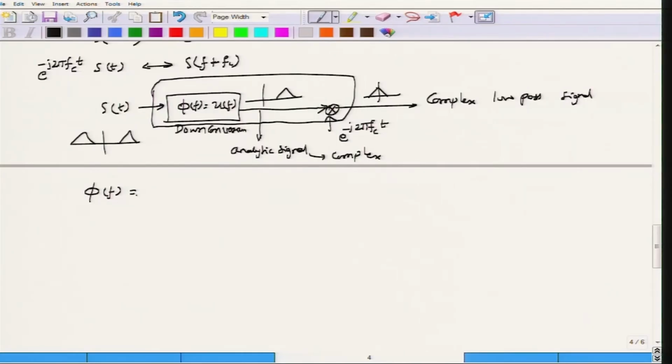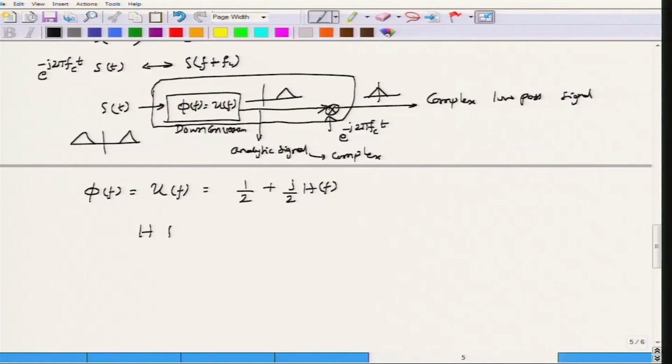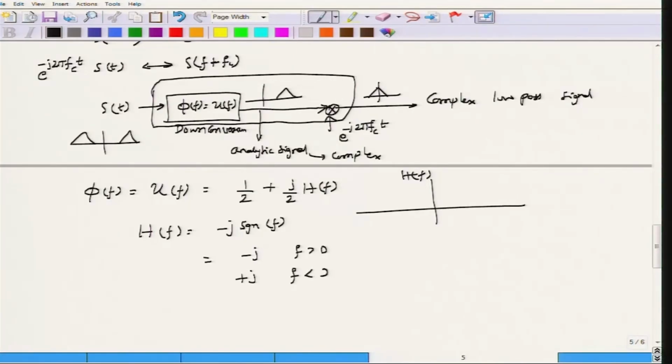I can split this U(f) into two parts. I can write it as half plus j by 2 times H(f), because I want to discuss the filter properties of this portion. Let H(f) be equal to minus j times the signum function of f. What is this signum function? It is positive when its argument is positive and negative when its argument is negative. So if you plot H(f), it equals minus j when f is greater than 0, and plus j when f is less than 0.